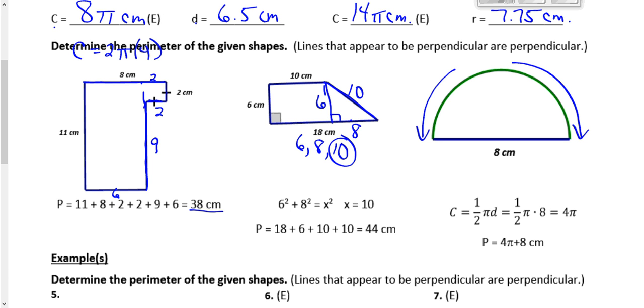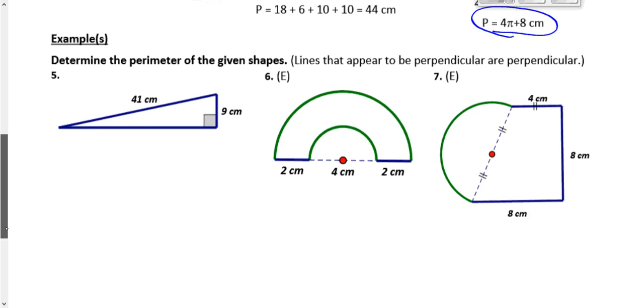One half times 8 times pi, right? What's half of 8? So this length is 4 pi. Now we can add it all up, can't we? Now 4 pi plus 8, they're not like terms. We can't combine them, right? It's like 4x plus 8, isn't it? So the perimeter is just 4 pi plus 8 centimeters in exact form. Okay? All right, so down here's a few for you to try.